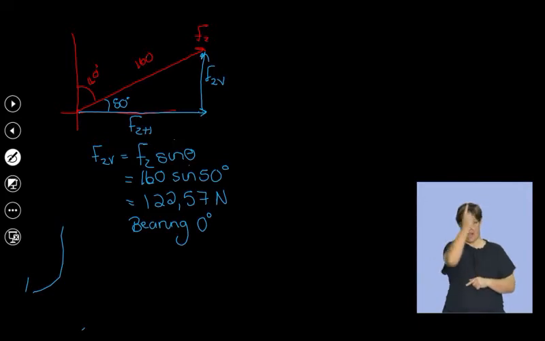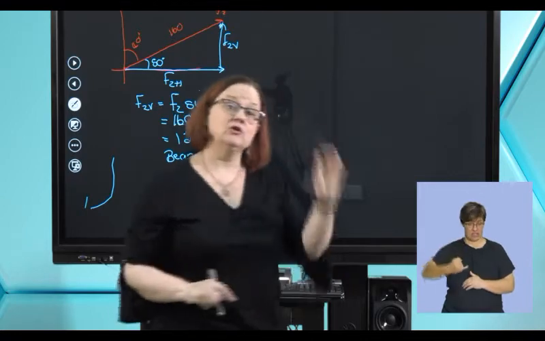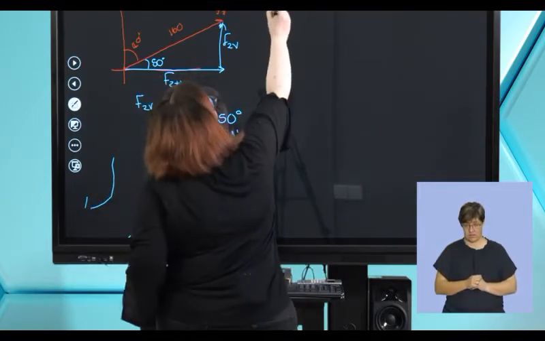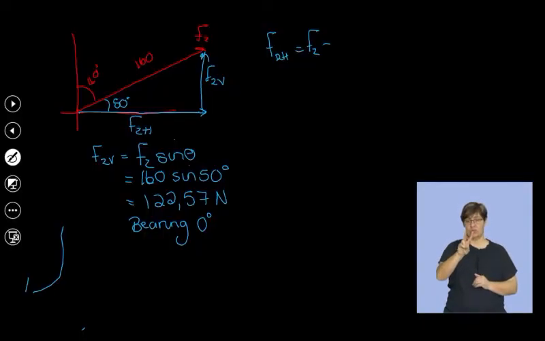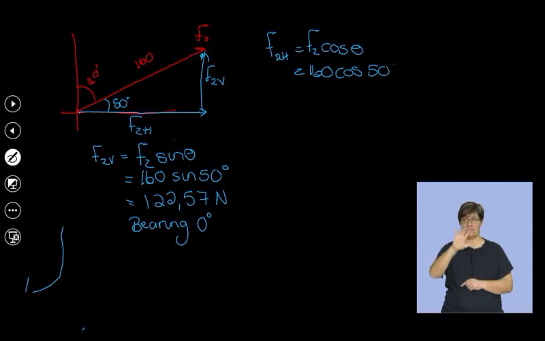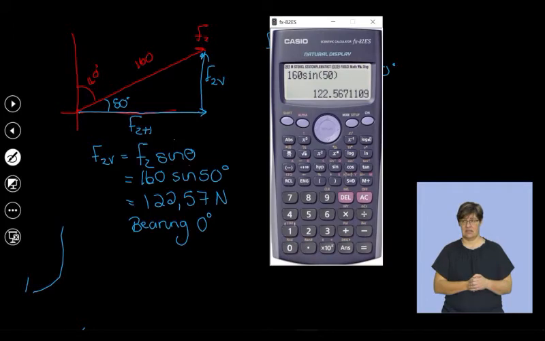So now we've done the vertical. Now we need to do the horizontal. Horizontal is adjacent, so we're going to use cos. So F2 horizontal is going to be F2 cos theta, which is 160 times cos 50. Going to use the calculator. Okay, so now we have, we're going to get rid of that. So we have 160 cos 50. Close the bracket.